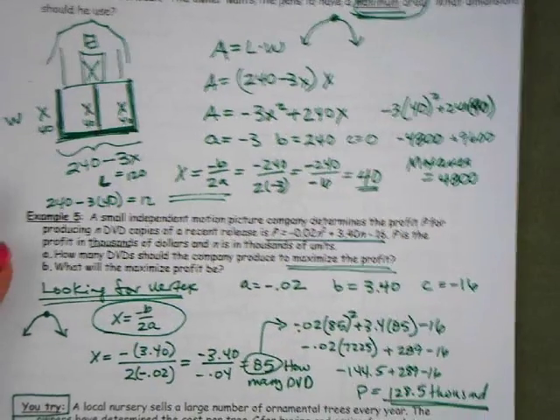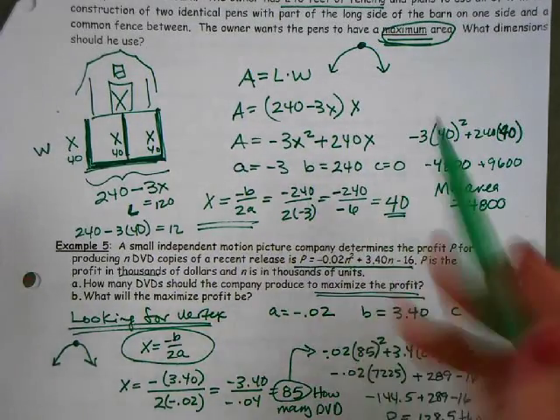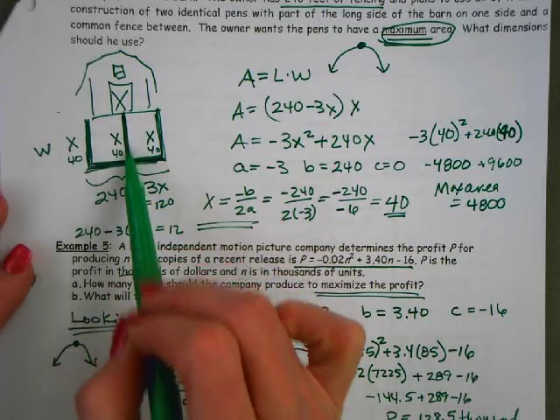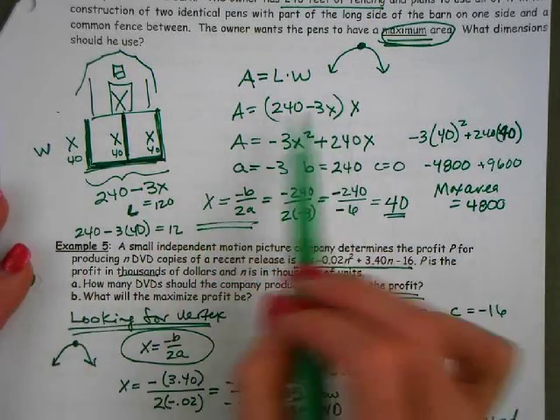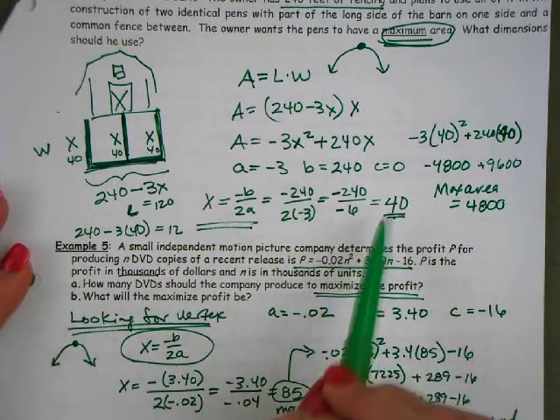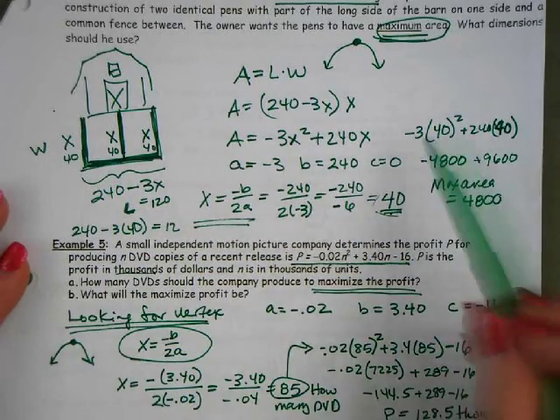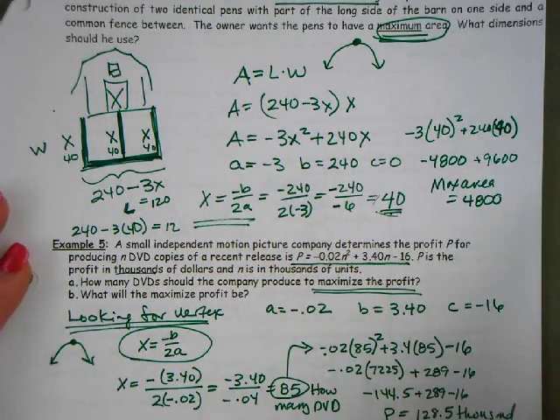Okay, so I took what I knew, created an equation, took the a and b values, found my vertex. Once I knew what x was, I could find out what all the lengths of the sides were, and then I could also determine the maximum area by finding y. So aren't you glad I did that one last?